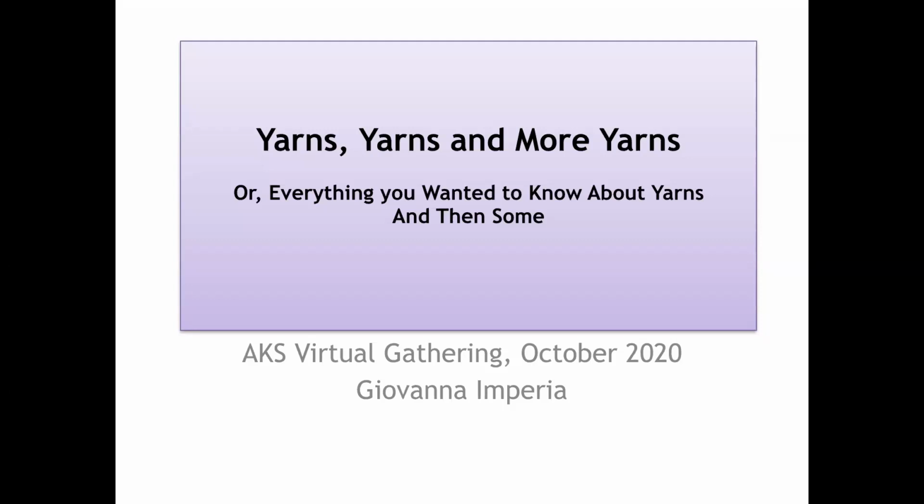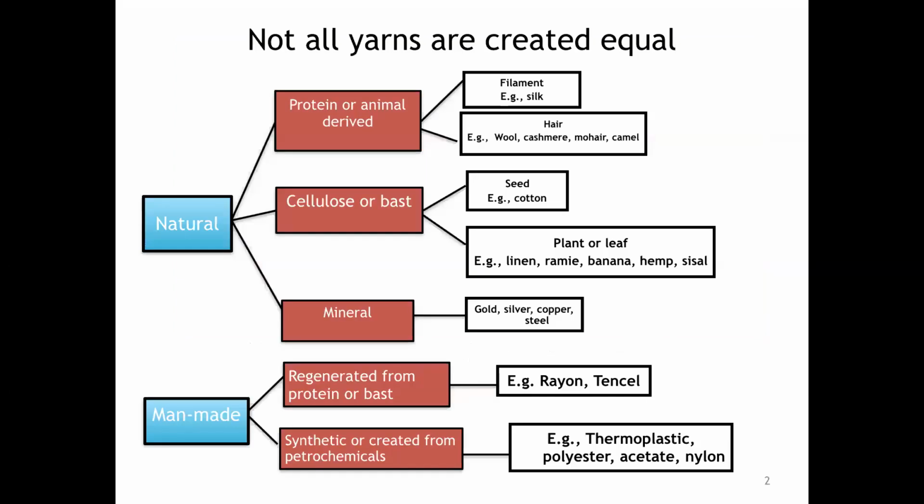So let's start from the very basics. There are two general categories of yarns. Either they're natural or they're man-made. When it comes to natural, you're talking about yarns that are derived from animals. A good example would be silk, for instance, or wool or cashmere.